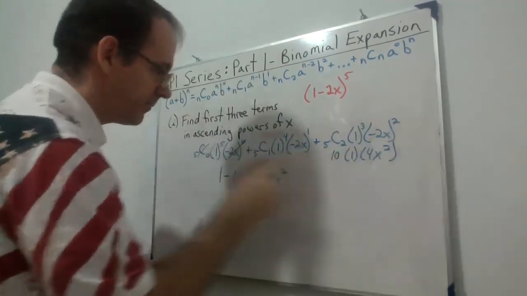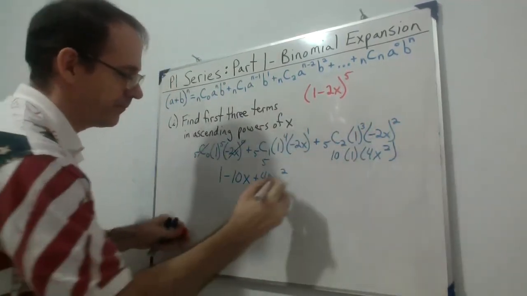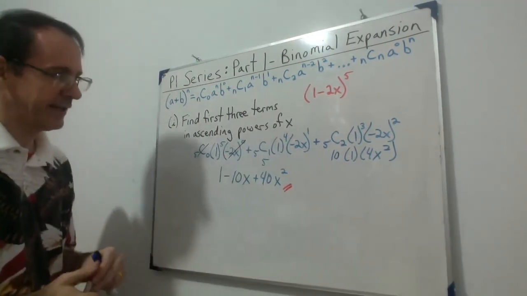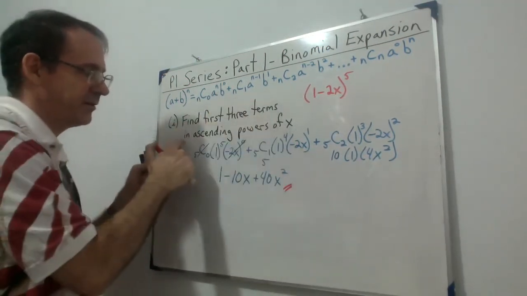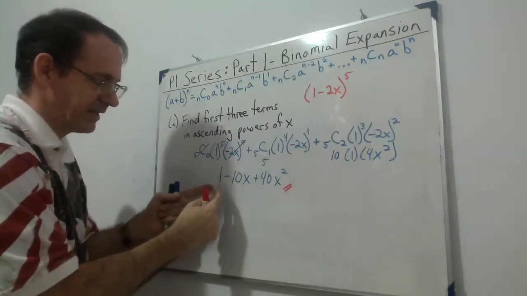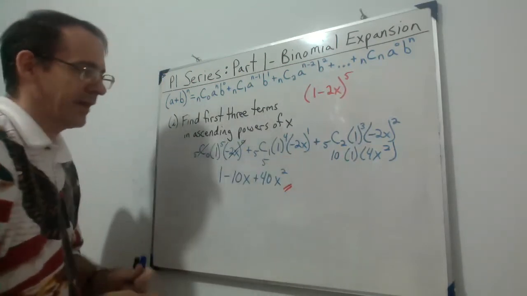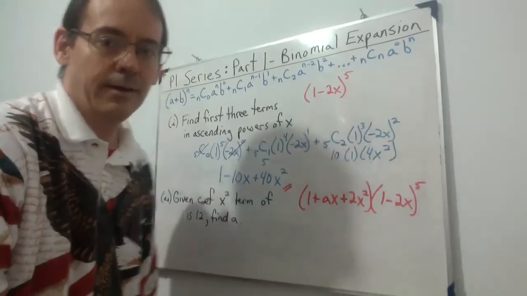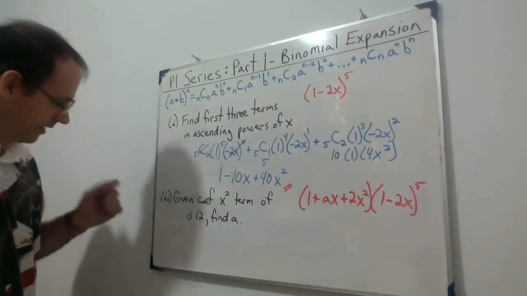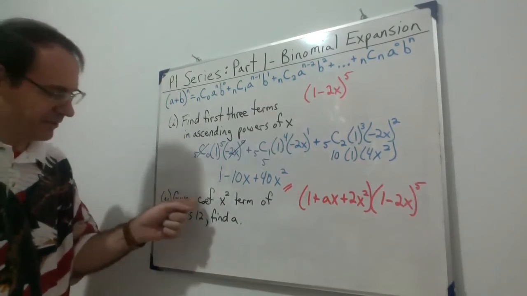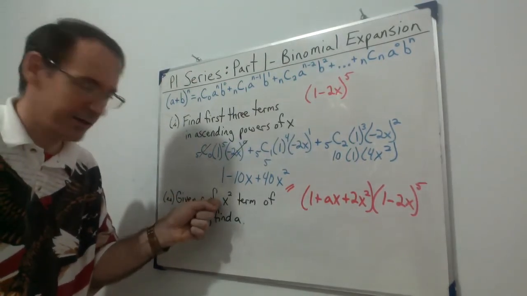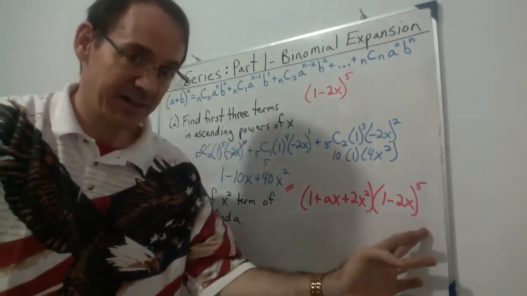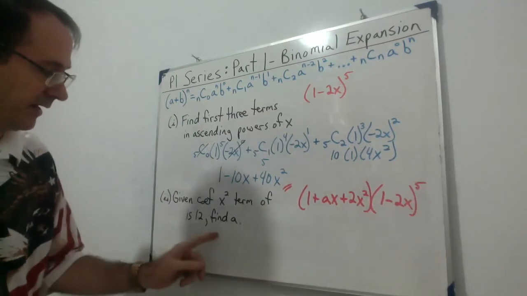Just line it all up, plug it into your calculator, work it out. 1 minus 10x plus 40x squared. First 3 terms, ascending powers of x, x0, x1, x2, and already we have the first part complete. Okay, here's the last part. It says, given that the coefficient of the x squared term of this expansion is 12, find a.